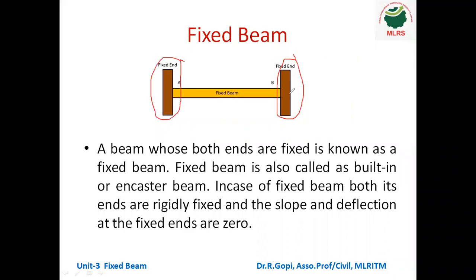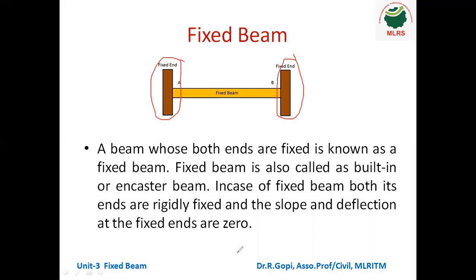Assume it is a vertical member, sometimes called a column, concrete columns or steel columns, whatever it may be. In between these two columns a member is connected. That member is called a beam. So here it is called a fixed beam. Now you can see the definition of a fixed beam: a beam whose both ends are fixed is known as a fixed beam.